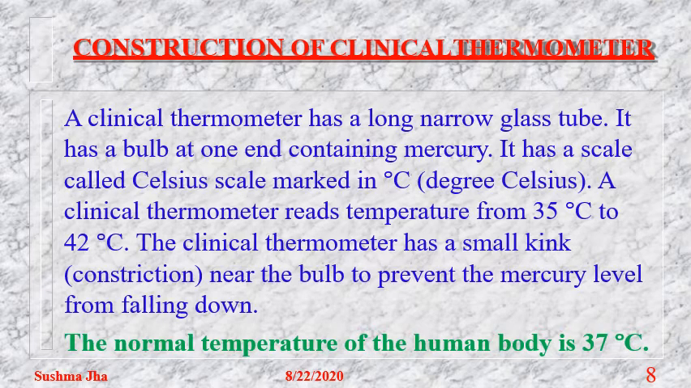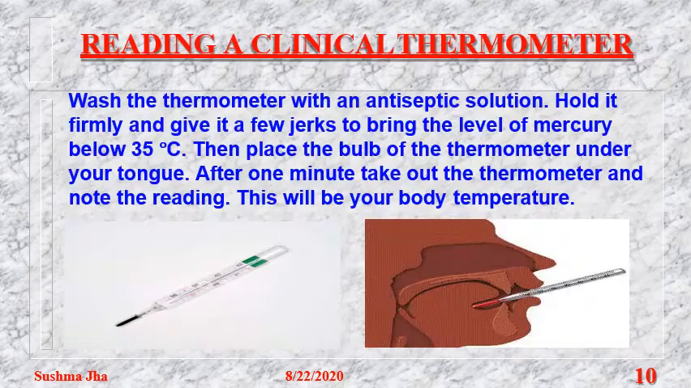A clinical thermometer has a long, narrow glass tube. It has a bulb at one end containing mercury. It has a scale called the Celsius scale marked in degrees centigrade. A clinical thermometer reads temperature from 35 degrees centigrade to 42 degrees centigrade. Also, a clinical thermometer has a small kink or constriction near the bulb to prevent the mercury level from falling down when it is heated. The normal temperature of the human body is 37 degrees centigrade.